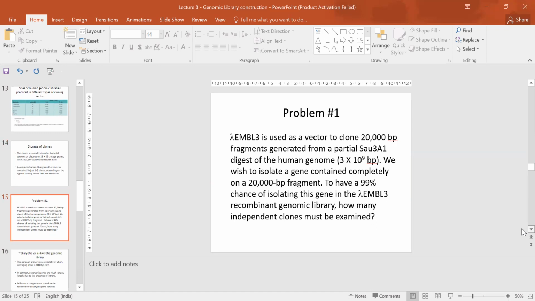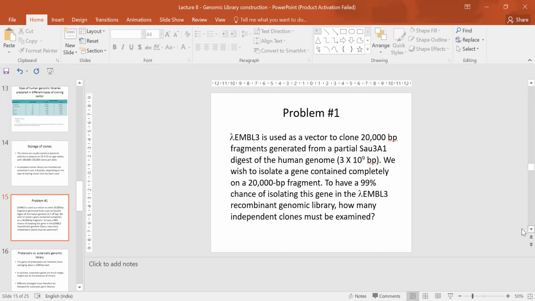A specific lambda EMBL3 is used as a vector to clone a 20,000 base pair fragment generated from a partial digestion, using a specific restriction endonuclease, of the human genome having a size of 3 into 10 to the power 9 base pair. It's huge. So we want to isolate the gene contained completely on a 20,000 base pair fragment. As a probability, we have a 99% chance of isolating the DNA in the lambda EMBL3 insert of the recombinant genomic library.